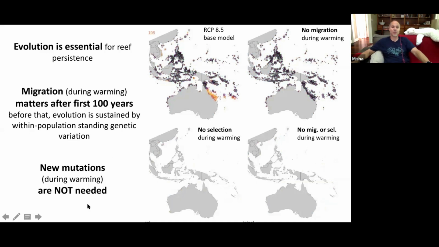And the thing which I'm not showing to you, and it's pretty surprising actually, is that the model where we switched off new mutations during warming is indistinguishable from the base model. It doesn't make any difference whatsoever, which basically means that the whole process of new mutations arising in populations is completely irrelevant for what we're seeing. It's all based on pre-existing standing genetic variation in the metapopulation. Okay?